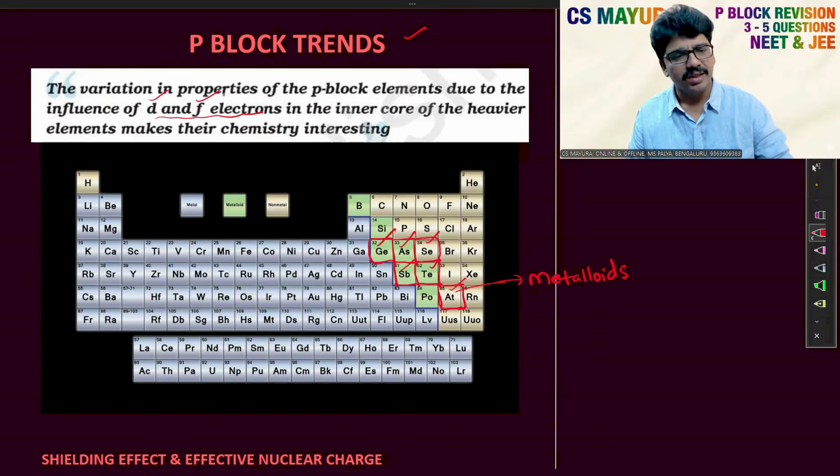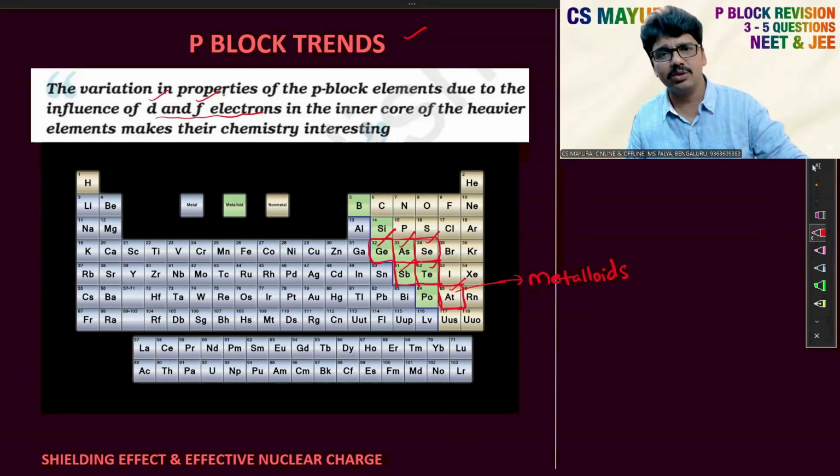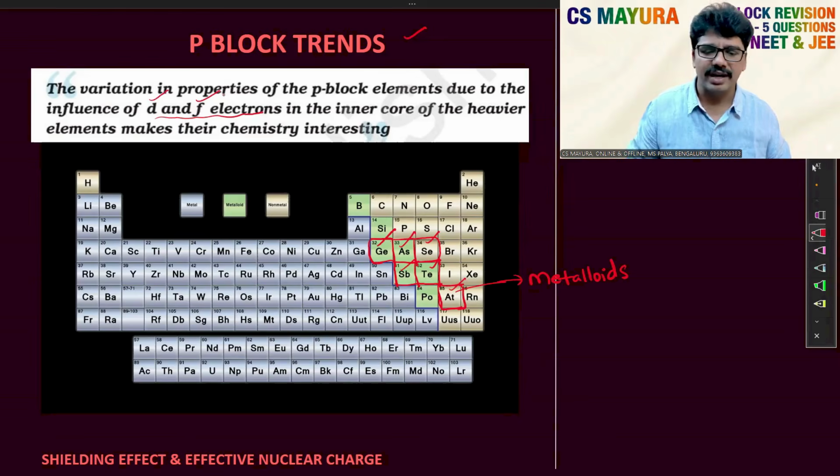In simple words, it may be lanthanide contraction or the inert pair effect. Finally, it is connected with the lanthanide contraction and with the inert pair effect. The inert pair effect is also one of the consequences of lanthanide contraction. There are many consequences of lanthanide contraction.